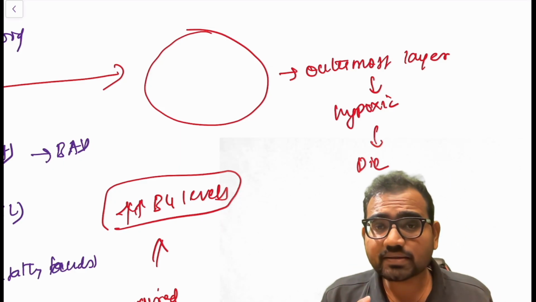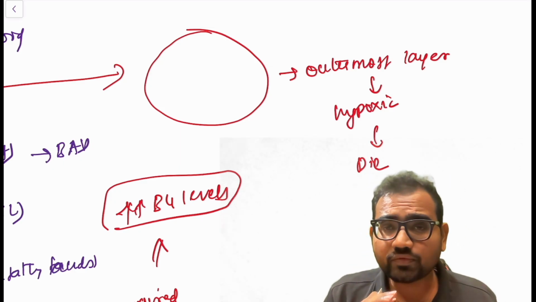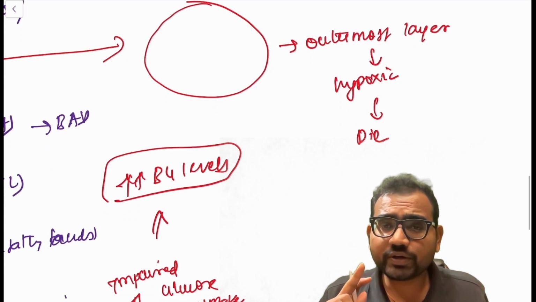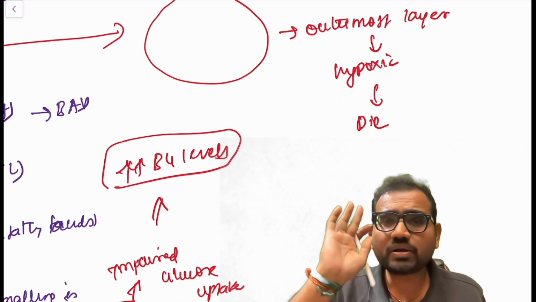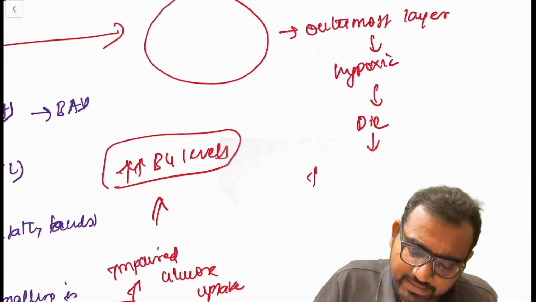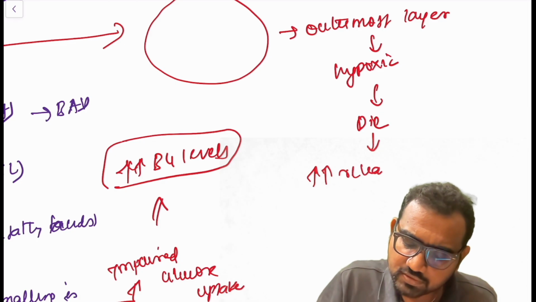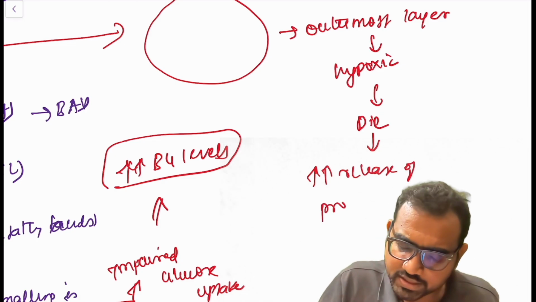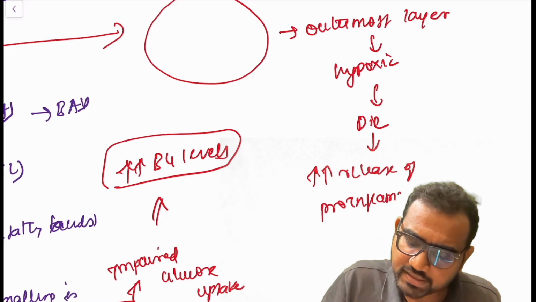Whenever there is some kind of damage happening to the body, what is going to happen? The inflammatory cytokines are released. So there is going to be increased release of what are called pro-inflammatory cytokines.